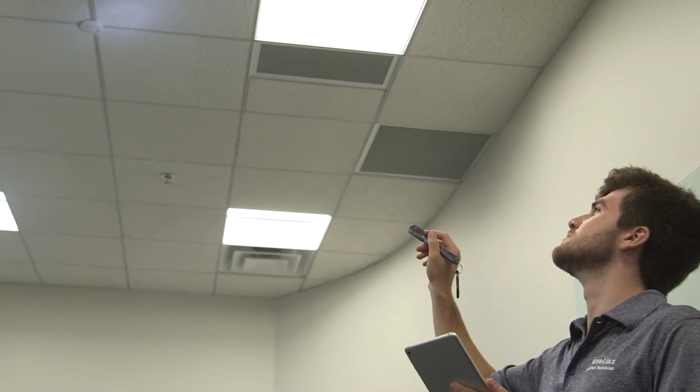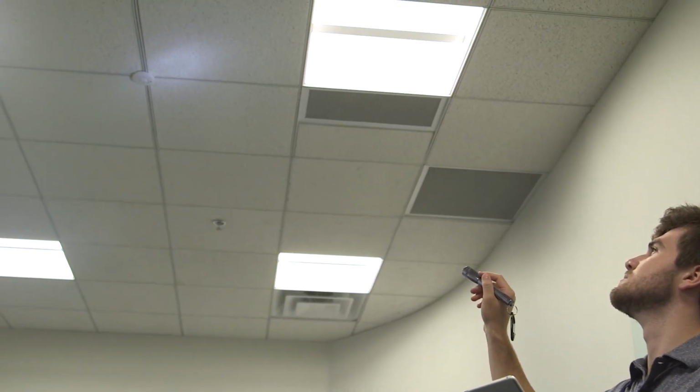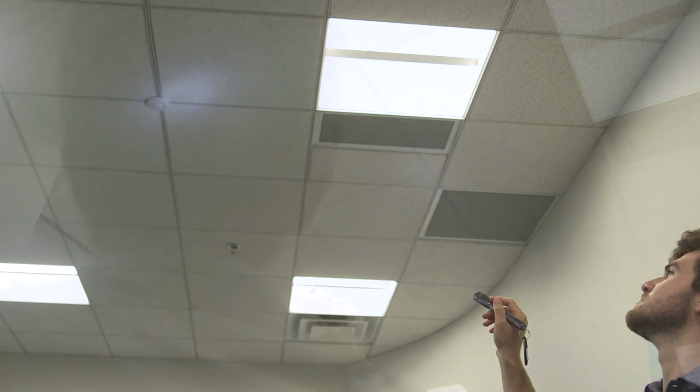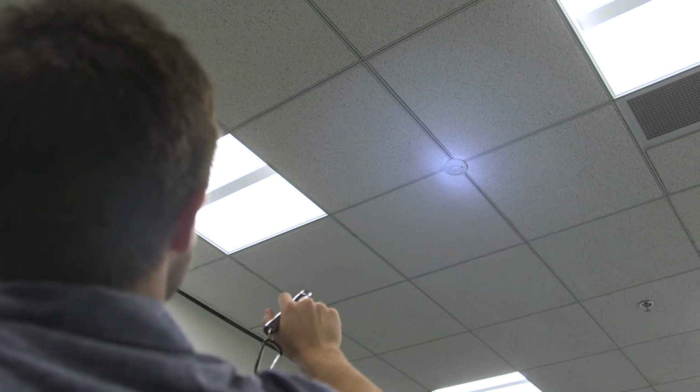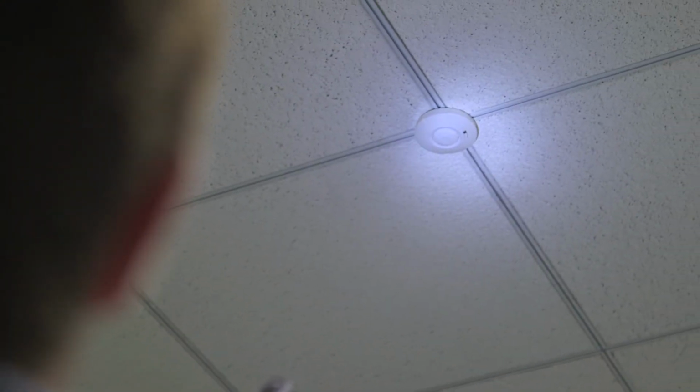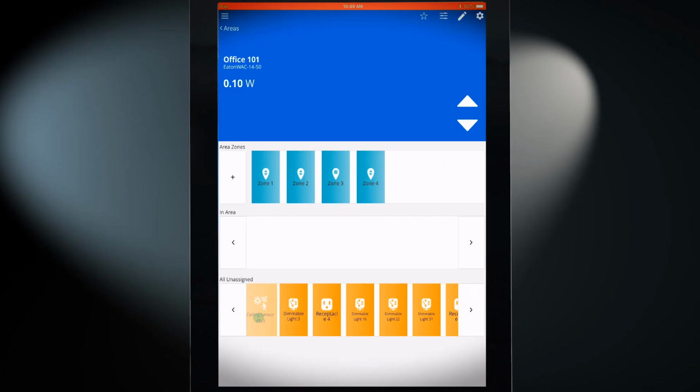Next, identify ceiling sensors in the space. Stand beneath the first ceiling sensor and shine the flashlight into the sensor lens for 3 to 4 seconds. Ceiling sensors do not report to zones. Drag and drop the pulsing sensor icon into the area section of the screen. Repeat with additional ceiling sensors.